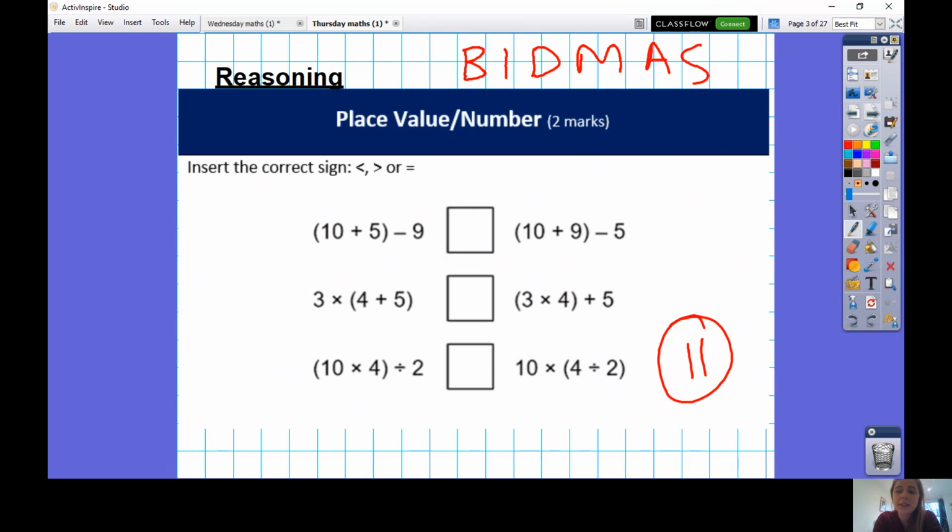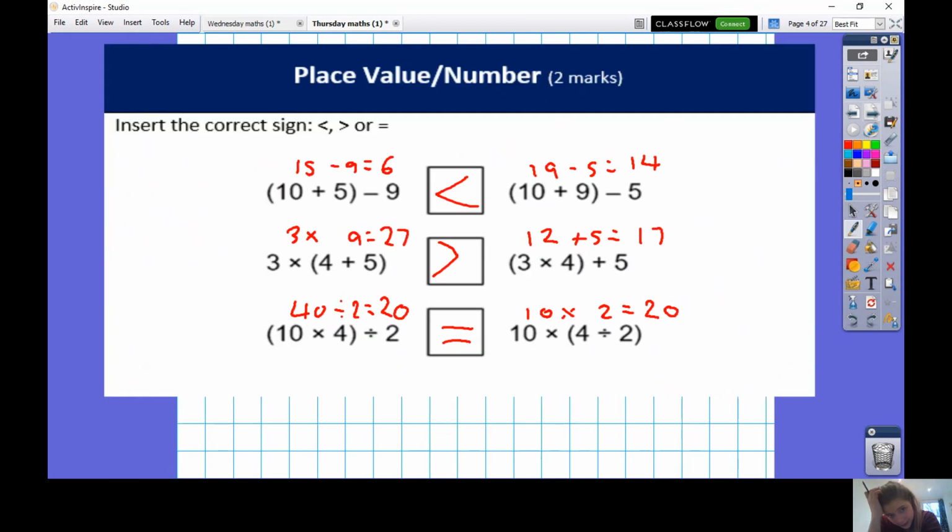Okay, I'm going to go through the answers to these ones, so please make sure you've written them out on a piece of paper, not the computer, with your answers. So here are your calculations that you should have done, remembering always to do the brackets first. So 10 plus 5 is 15, take away 9 is 6, for example. Those are the answers to the reasoning questions. Okay, we're going to move on now.